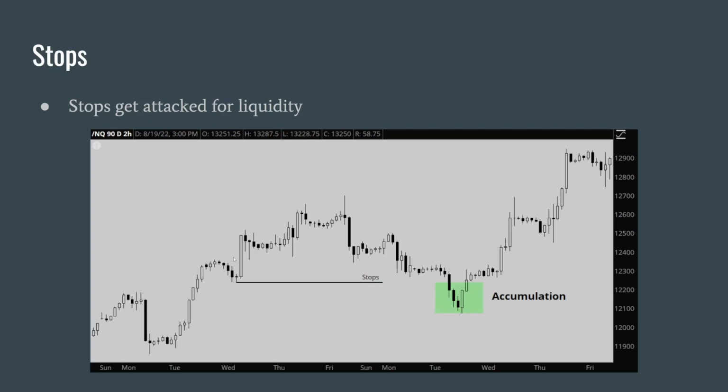So if you were long somewhere in here, it might be reasonable to have your stop at this level, and now as the market takes that out, you're forced to sell your position for a loss. However, what you're selling is what smart money is essentially buying and accumulating down in this area here.